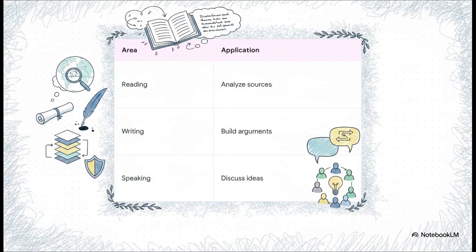Your literacy skills basically fall into 3 interconnected buckets. First, reading, where you analyze primary sources to find central ideas. Second, writing, building arguments supported by valid reasoning. And third, speaking and listening, where you participate in collaborative discussions to test and refine those ideas with your peers.